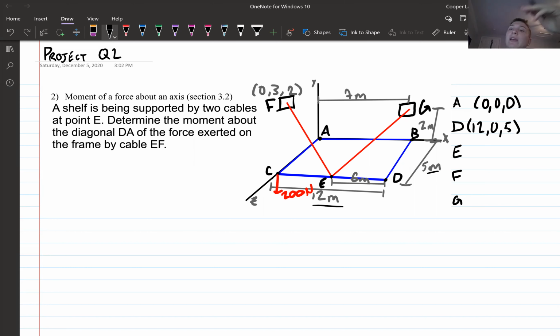Now we're going to do E. E is very close to D. It's actually only 6 backwards and closer to the Z-axis, which means that it's going to be 6, comma, 0, comma, 5. Now we're going to do F. Now F we are given the point for. It's 0, comma, 3, comma, 2.